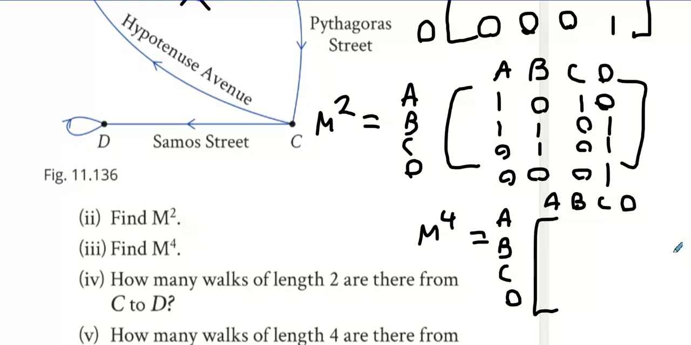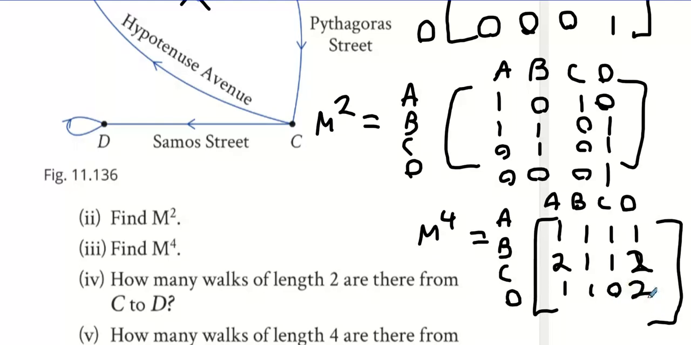Now, M to the power 4, once again, under the same conditions, will be the following. It will be 1, 1, 1, 1, 2, 1, 1, 2. It'll be 1, 1, 0, 2, 1, 0, 2. And finally, the last one is 0, 0, 0, 1. Once again, you're doing this all using a matrix calculator online. Is that okay?